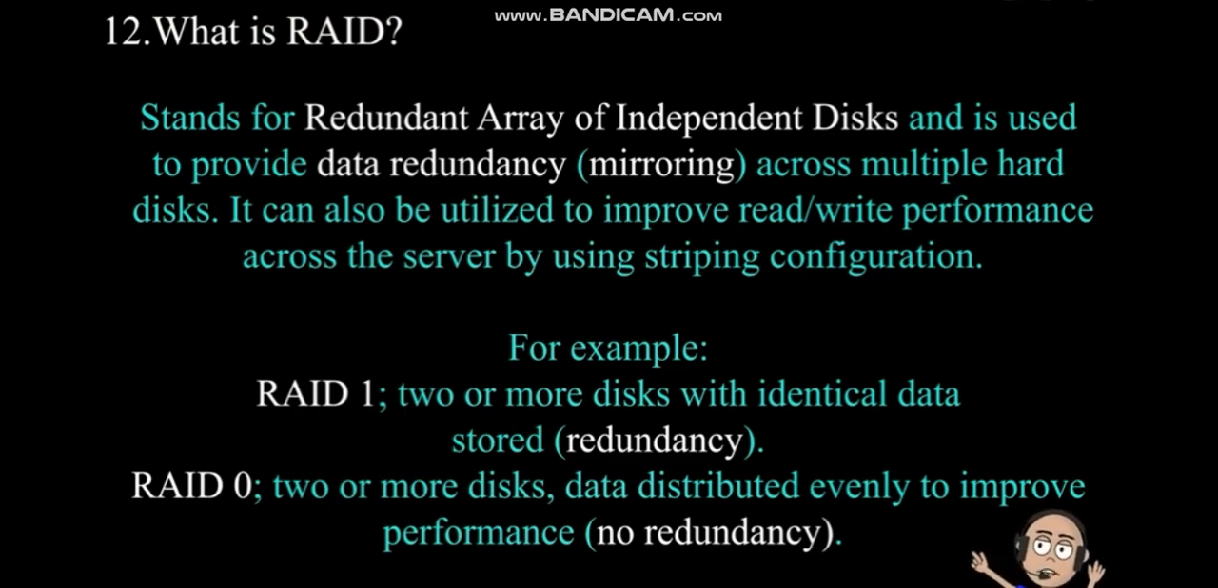What is RAID? It stands for Redundant Array of Independent Disks and is used to provide data redundancy, mirroring across multiple hard disks. It can also be utilized to improve read-write performance across the server by using striping configuration. For example, RAID 1: 2 or more disks with identical data stored, redundancy. RAID 0: 2 or more disks, data distributed evenly to improve performance. No redundancy.